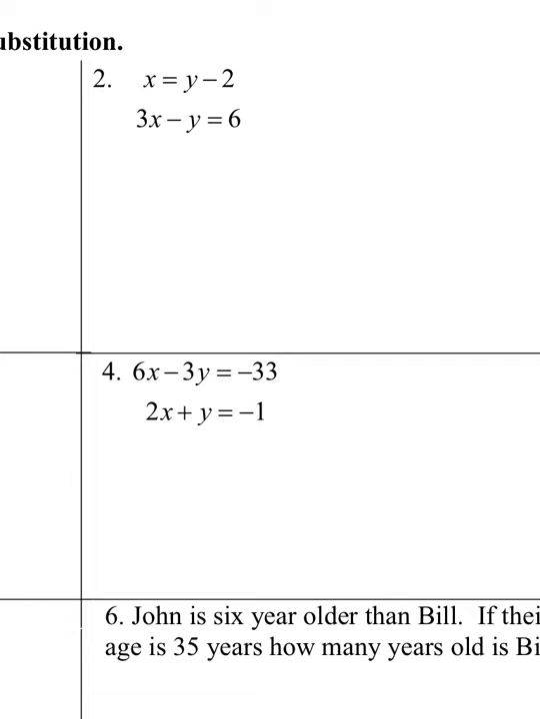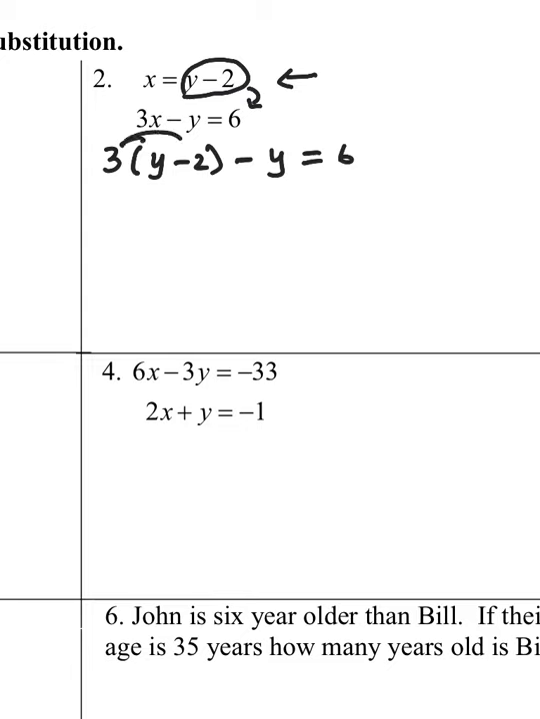These homework problems we're going to solve by substitution. If you notice, the first system here, we have x already solved for x, so we're going to substitute y minus 2 into the second equation. So I have 3 times y minus 2 minus y equals 6. Now we have one variable to work with.